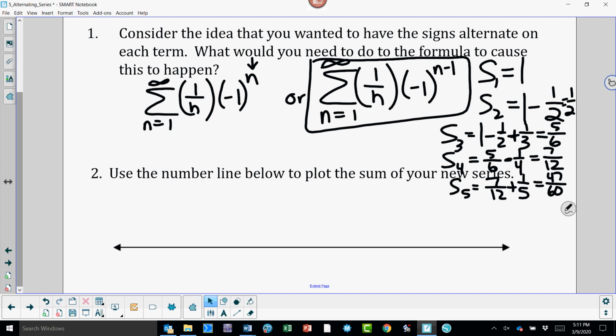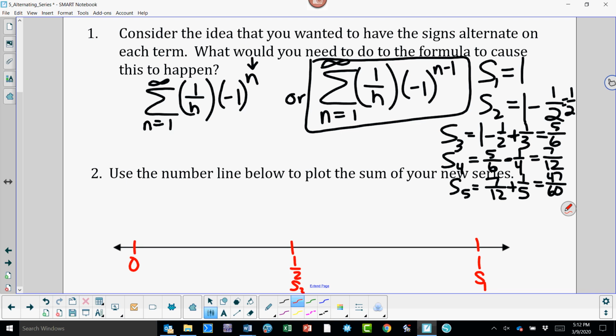Well, if I were to use this number line and kind of try to show where these sums are, let's put them on this number line. Let's go 0 and 1, because all my numbers are between 0 and 1. My first sum is right here. S1 is 1. S2 is 1/2, so 1/2 would be right here. So this would be S2.